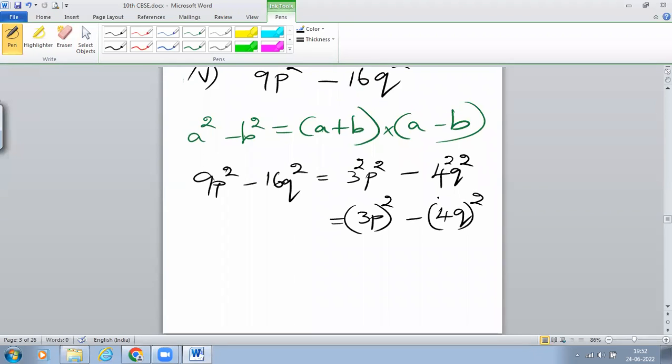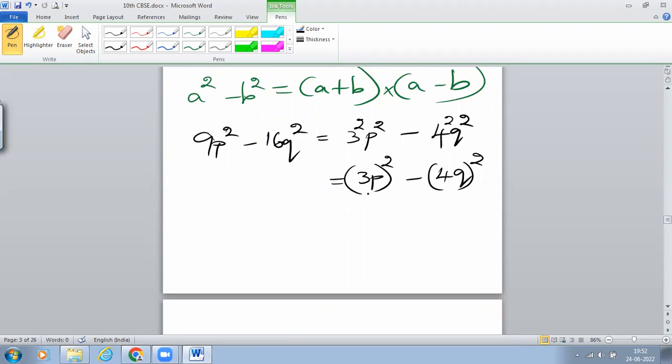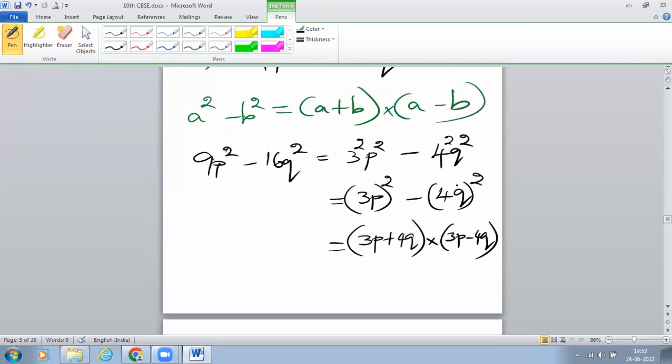Now we have to use the a square minus b square formula. In the place of a, we have 3p. In the place of b, we have 4q. The formula is a plus b into a minus b, right? So 3p plus 4q into 3p minus 4q. This is the answer. See here, we have expressed it in the form of factors. This is the a square minus b square formula we are applying here, that is a plus b into a minus b. Here a is 3p, b is 4q. This is the answer. Please write this.